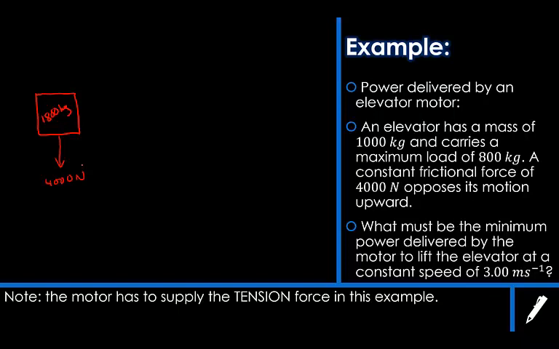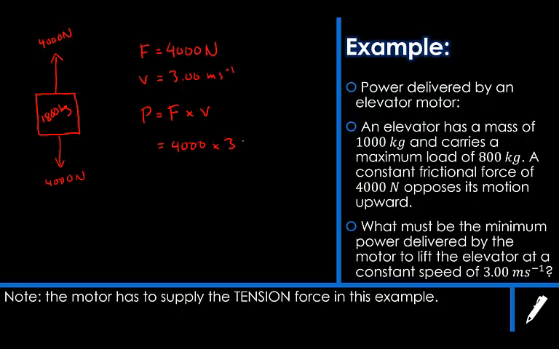What must be the minimum power delivered by the motor to lift the elevator at a constant speed of 3 meters per second? Okay, we know that to move it at a constant speed, we're going to need a force of 4,000 newtons. So F equals 4,000 newtons, and the speed is 3 meters per second, and the power is equal to the force times the speed, which is just 4,000 times 3, which is 12,000, or 1.2 times 10 to the 4 watts.